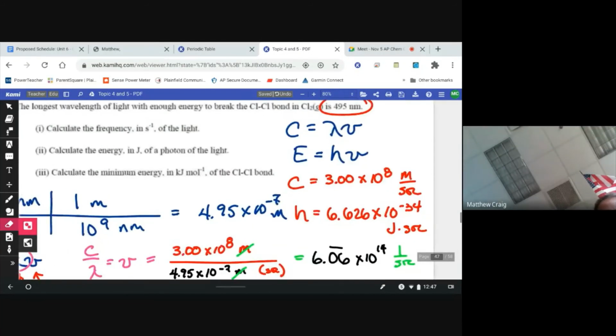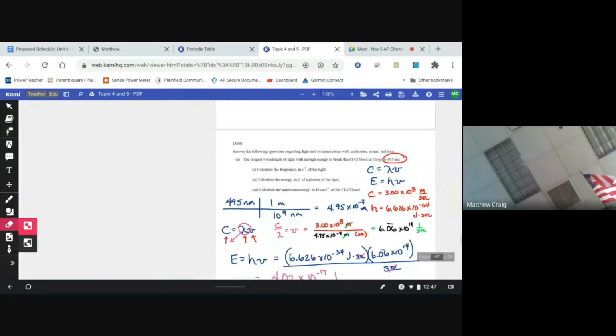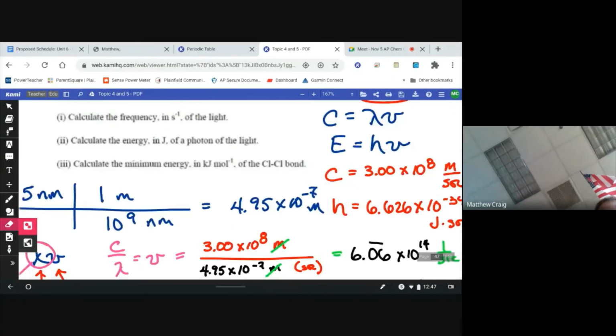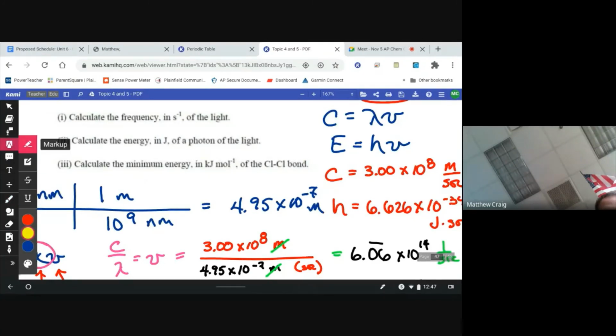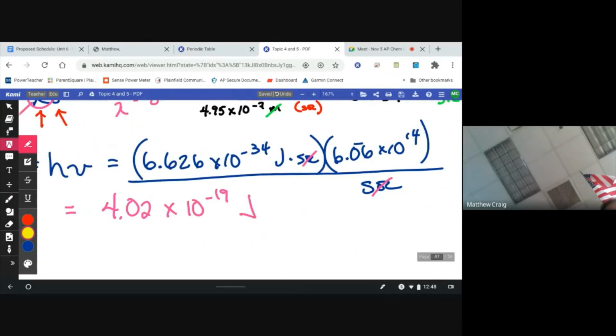Here we go. Calculate the minimum energy in kilojoules per mole of the chlorine-chlorine bond. So we're actually doing a little thermo now. It's okay because we did that before. How in the world could we possibly figure out the minimum energy in kilojoules per mole? What would you do if you were asked this question in the future?